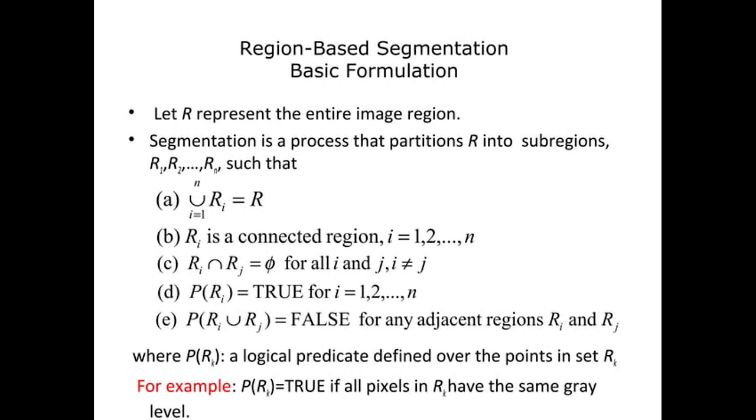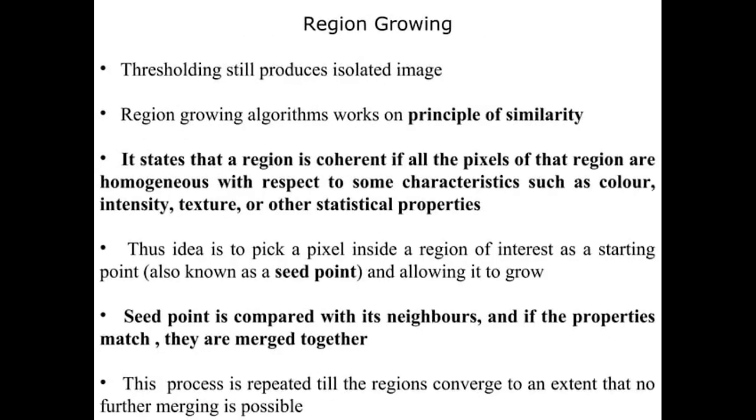Capital R represents the entire image region, and we are going to split the image region into sub-regions. The union of all the regions gives the first region. So we are defining the conditions that each sub-region is a connected region and there is no intersection. Each region is different. Like that we set some conditions for this region based segmentation. So here first we will discuss region growing.